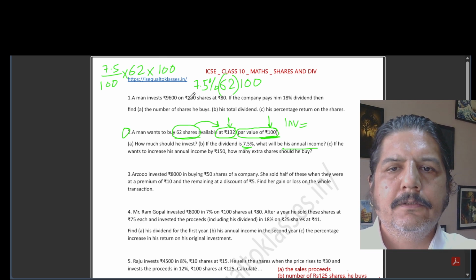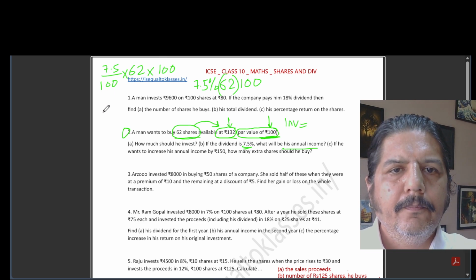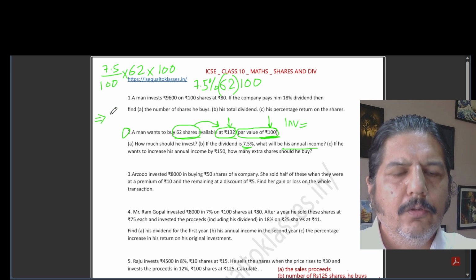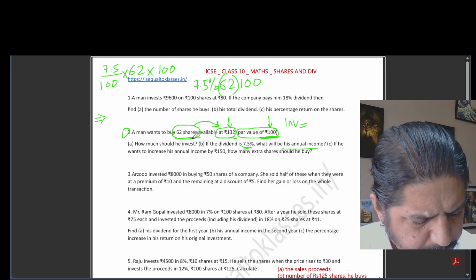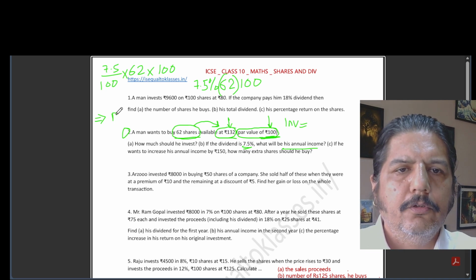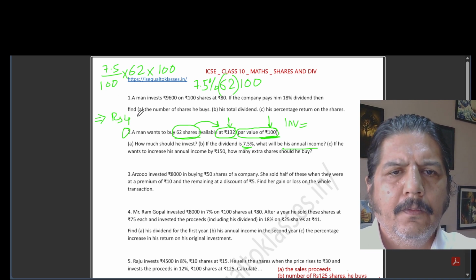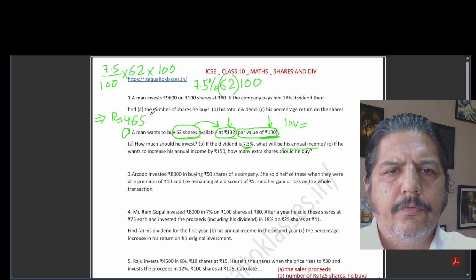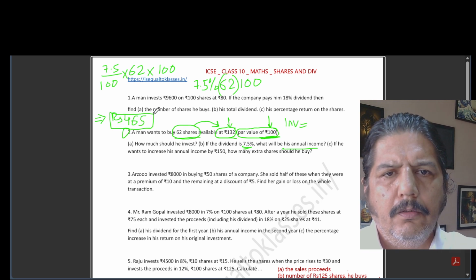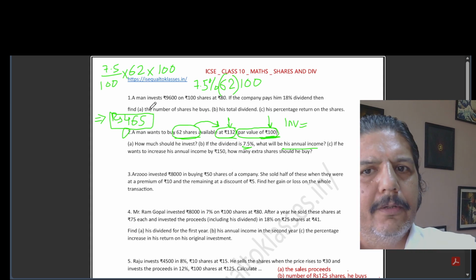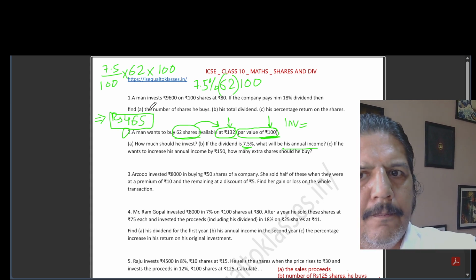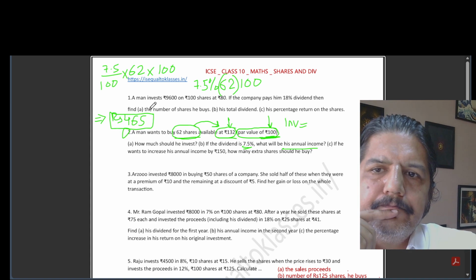You calculate this and you will get the annual income, annual dividend value, which is equal to rupees 465. You can verify. If it is not 465, please comment so that I know that I've made some mistake. Okay, so this is the annual income.